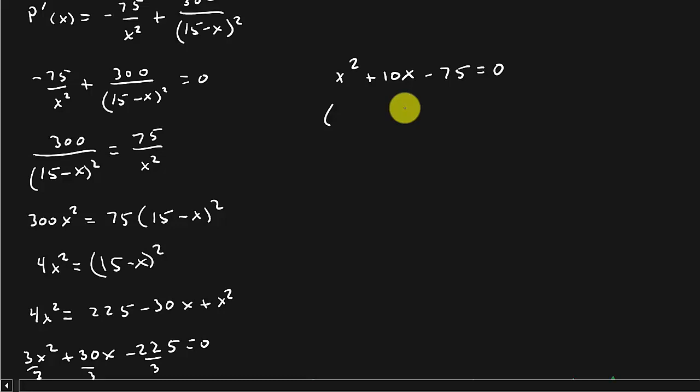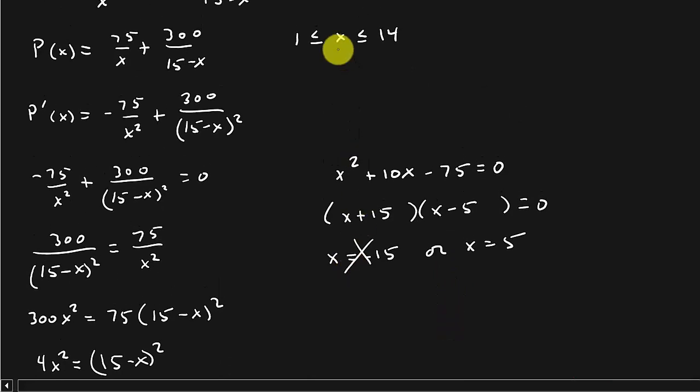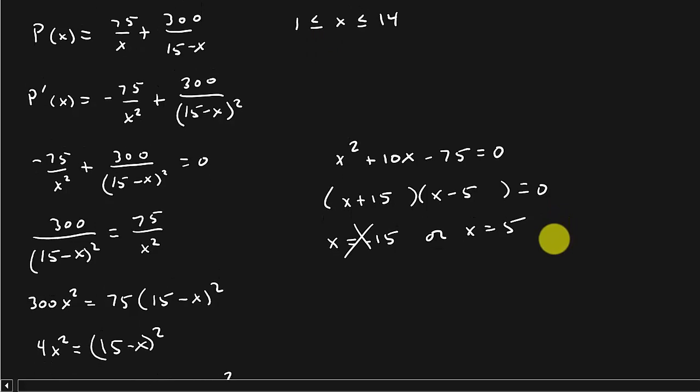And so then if we factor, that's going to be (x plus 15) times (x minus 5). And so x equals negative 15 or x equals 5. We know it's not going to be a negative number. Well, we know it's not going to be the negative 15 because it doesn't fall within the distance 1 to 14. And so now we've got to test out P of 1, P of 5, and P of 14.